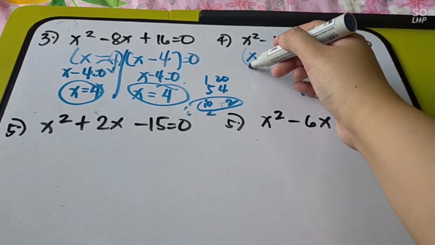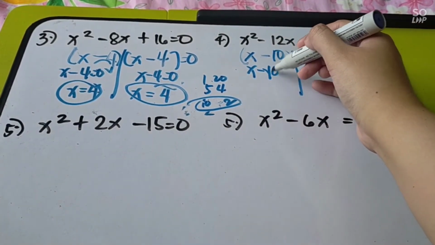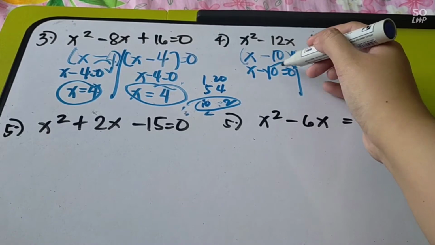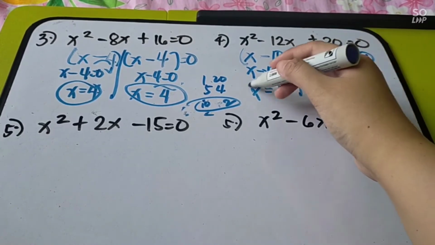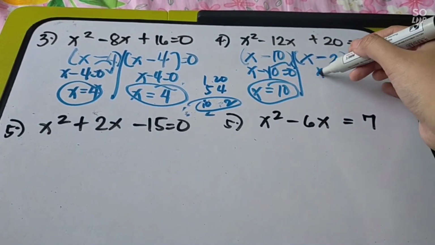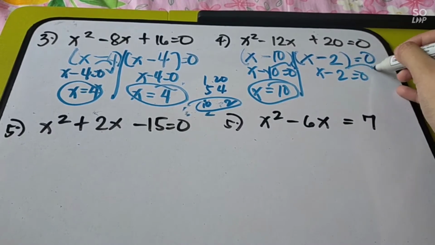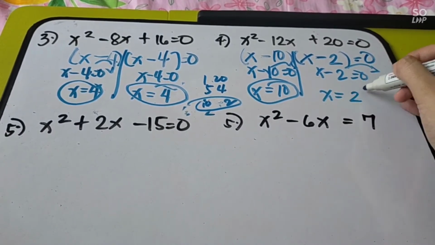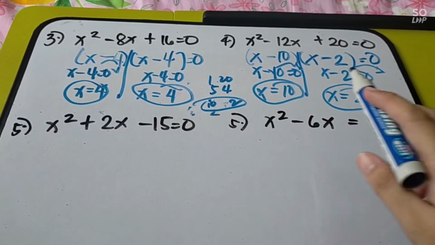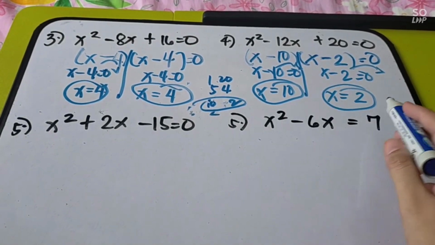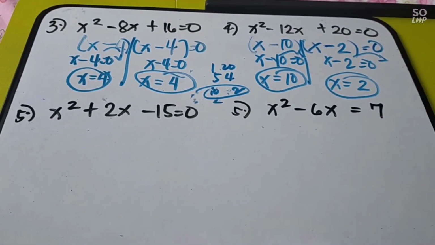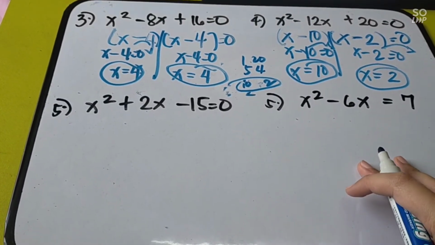Then solve. X minus 10 equals to 0. Just transpose x equals to positive 10. Then, x minus 2 equals to 0. Just transpose x is equals to positive 2. We're done. So, ang sagot sa number 4, we have 10 and 2. Is it clear? Next tayo, let us have number 5.